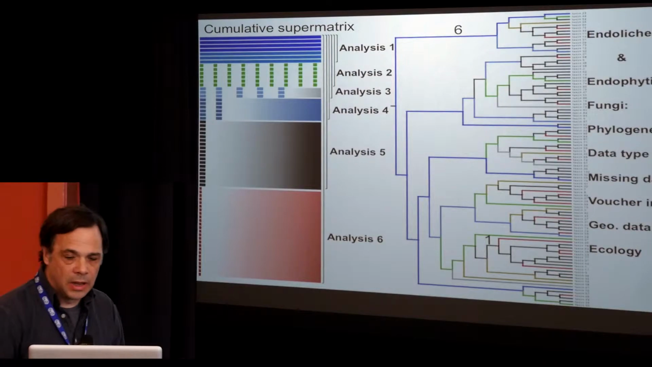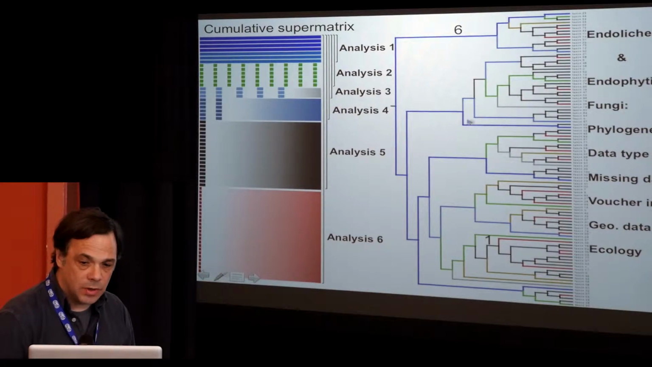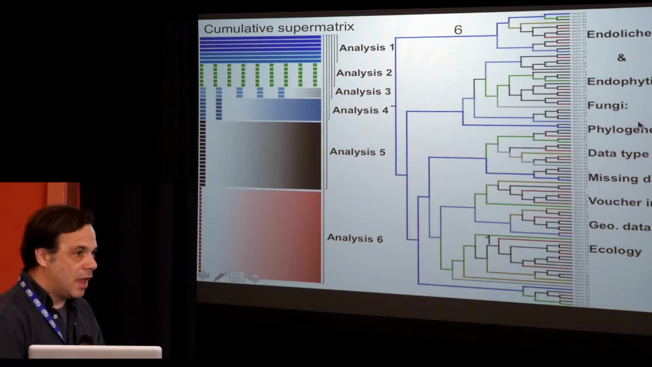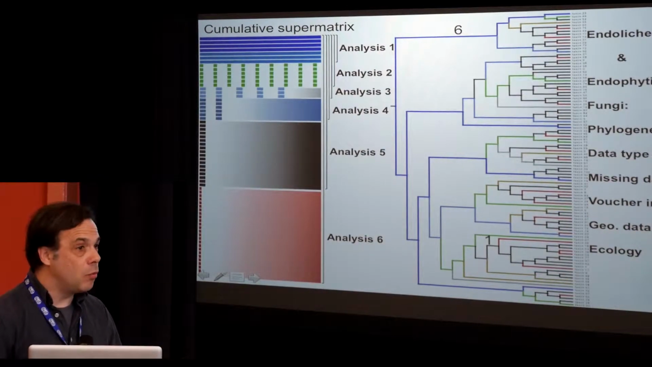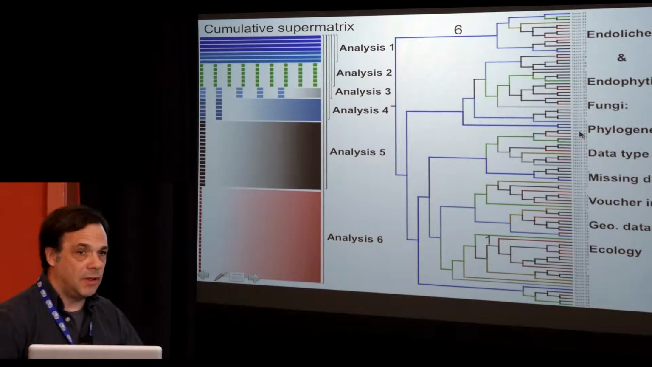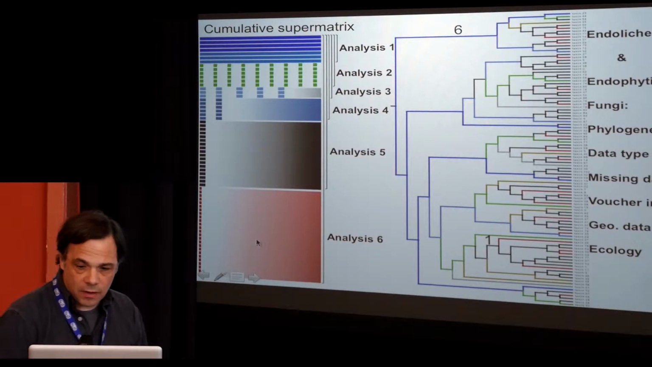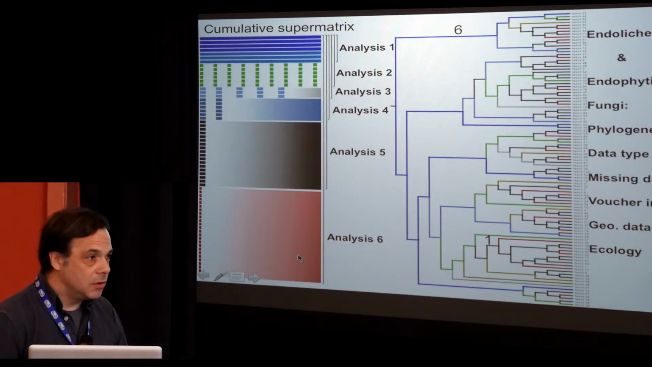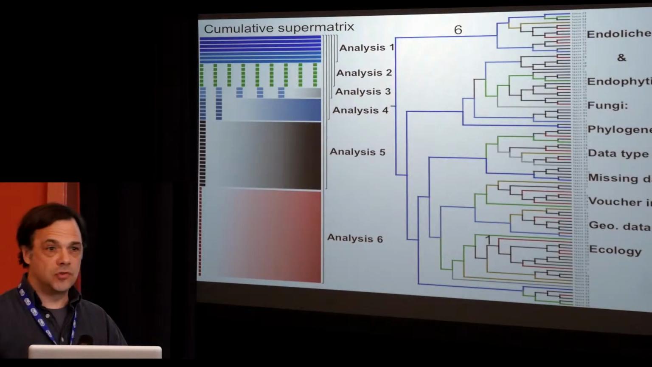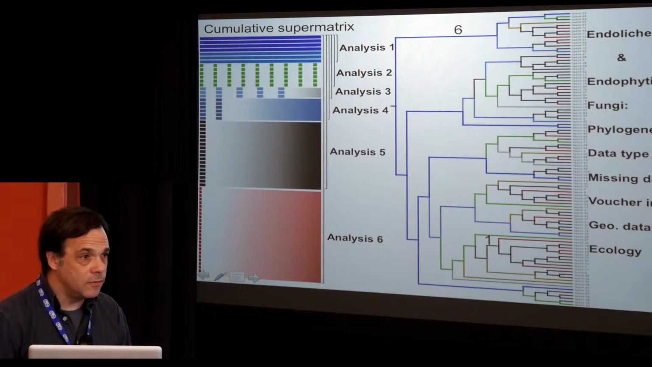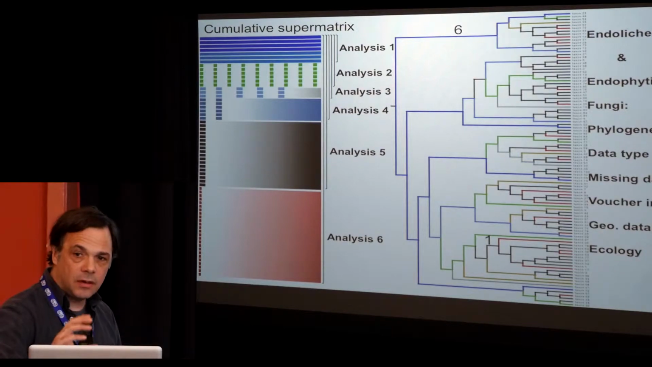And what is also really powerful is that, don't forget, we have associated information embedded in this tree. For the endolichenic and endophytic fungi for which we have this information, we have phylogenetic information now in this large comprehensive tree. We also know what type of data we have for each of those strains: whether it came from genomes, or whether we have only next generation amplicon sequencing. We also know the amount of missing data, whether we have only one small locus, or a full genome. And we have voucher information for each of those strains, and geographic information and ecology. So that's really powerful, and it's all integrated into that tree.